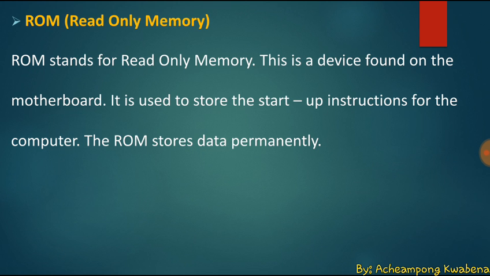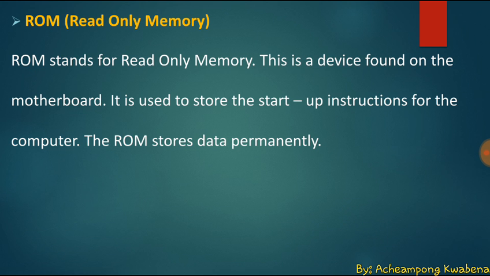We have the ROM. The ROM is not the same as the RAM. The RAM stores data temporarily and the ROM stores data permanently. The full meaning of ROM is read-only memory. This is a device found on the motherboard. It is used to store the startup instructions of the computer. And as I said earlier, the ROM stores data permanently. The ROM is also a chip which is part of the BIOS chip.